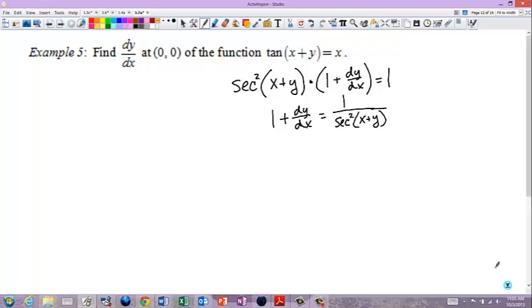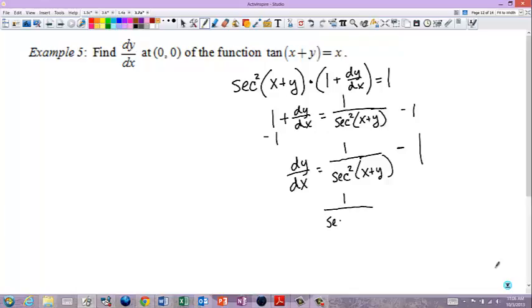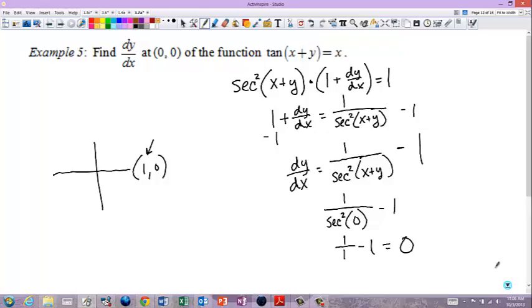You could have distributed and then some stuff, but this is just as easy. So dy/dx equals 1 over secant squared of x plus y minus 1. At 0, 0, so 1 over secant squared of 0 minus 1. Now secant is the reciprocal of cosine. Cosine of 0 is 1, so secant squared is 1. So it's 1 over 1 minus 1, which is 0. And we're done. Yes. Okay, F10.